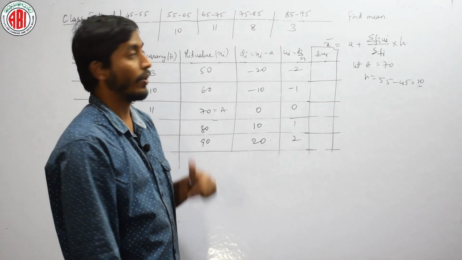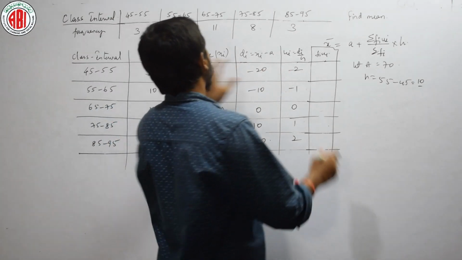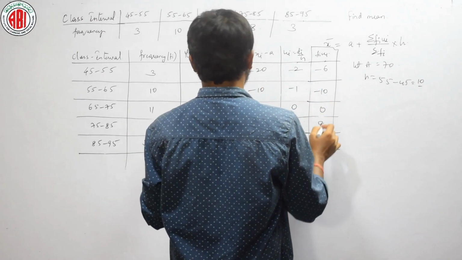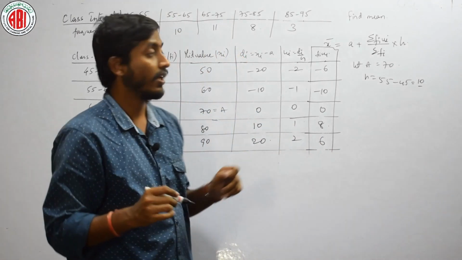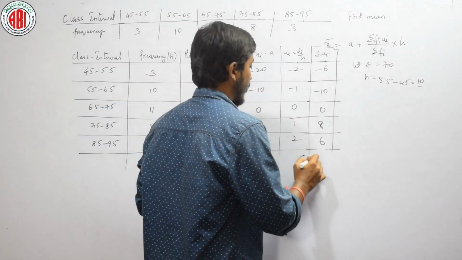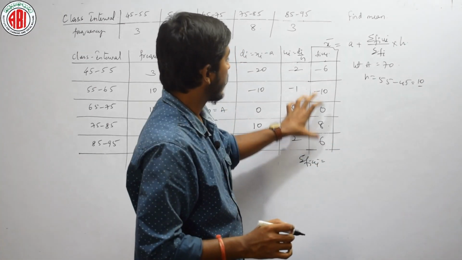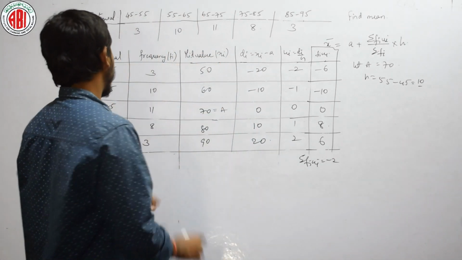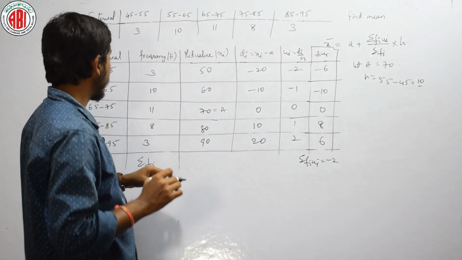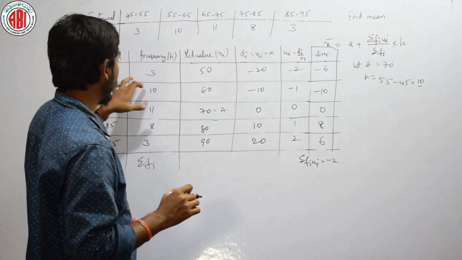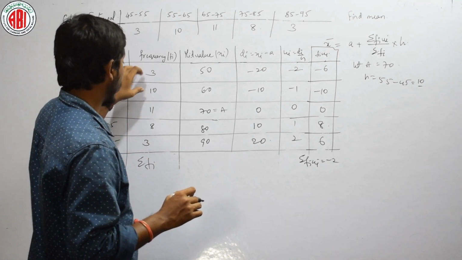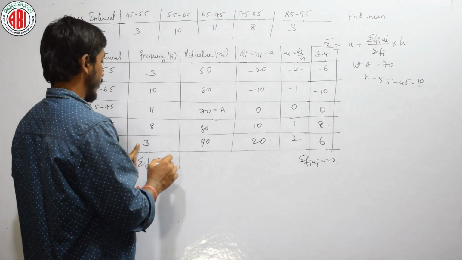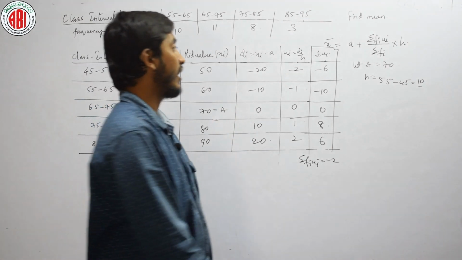The next is fi ui. 3 2s are 6, 10 1s are 10, here it is 0, 8 1s are 8, 3 2s are 6. Is it okay? Now let us add everything. Summation fi ui is equal to 6 minus 6 is 0, 8 minus 10 is minus 2. Is it okay? Then what is summation fi? Summation fi will be, let us add everything, 3, 13, 24, 32, 35. Is it okay? Let us substitute directly in the formula.